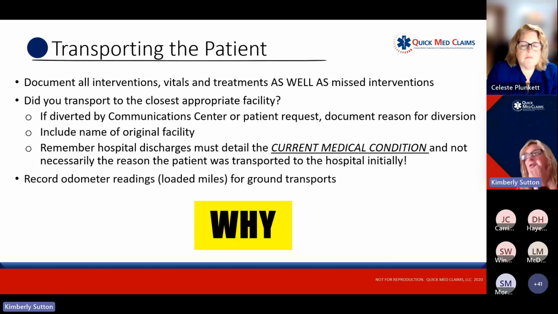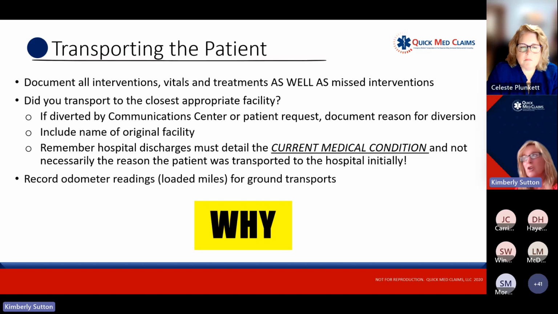That seems to be well documented for Med-Center Air. Did you transport to the closest appropriate facility? Why were you diverted if you were? Was this a patient request, or would you need to document the reason for the diversion? Include the name of your original facility, where you were coming from and where you were going.